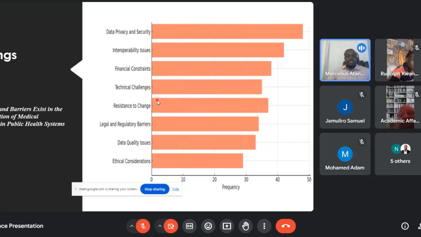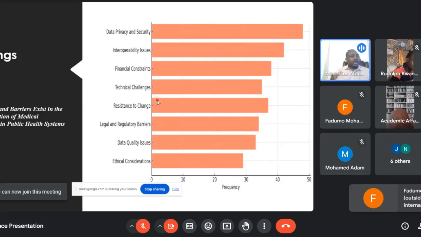Legal and regulatory barriers. This is also important, and it varies from country to country. In some countries, there are laws that hinder the implementation of some brands of technology in health care. And these are issues that health professionals and government regulatory bodies will have to pay attention to.